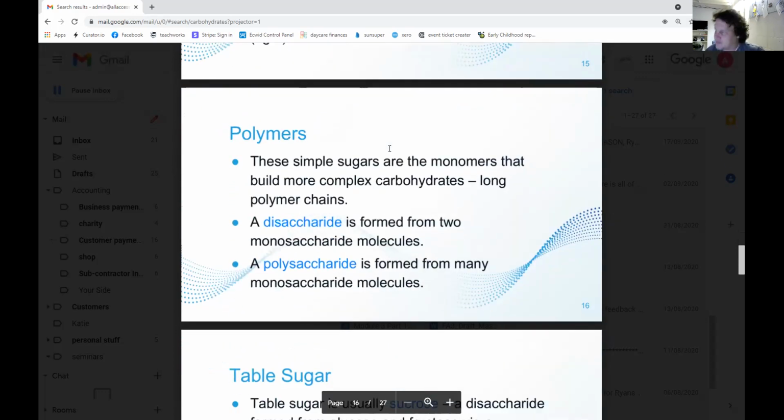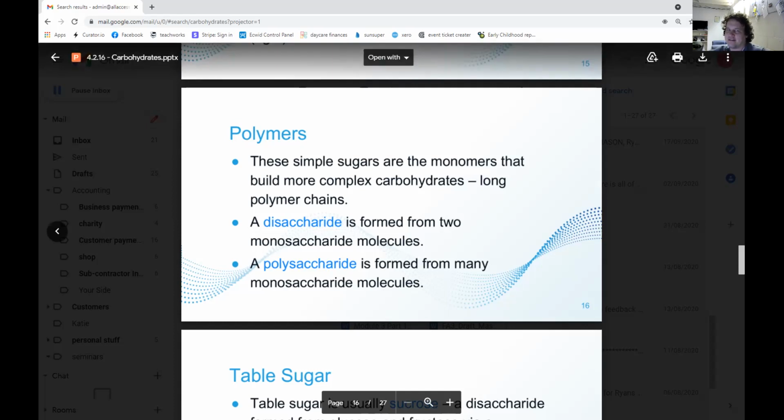So polymers. We can take monomers of carbohydrates and stick them together to produce polymers. Shock horror, right? So again, very logical. Disaccharide, two monosaccharides. Polysaccharide is three or more.